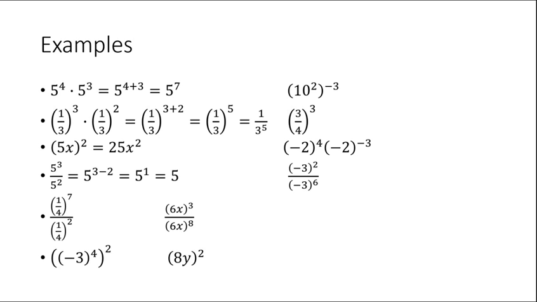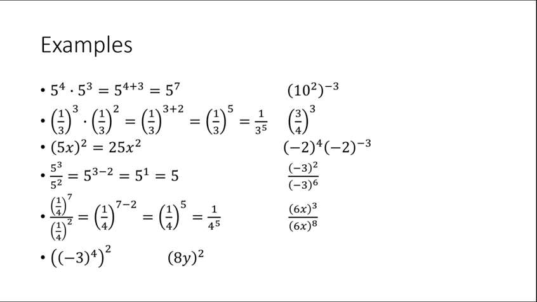In the next problem, we see basically the same thing. We have one base value, 1/4, raised to the power 7 over 1/4 to the 2nd. To solve that, we take 1/4 raised to the power 7 minus 2, which is 1/4 to the 5th, and if we want, we can distribute that 5th into the fraction so that we get 1 over 4 to the 5th power.